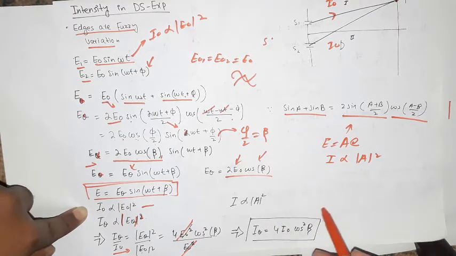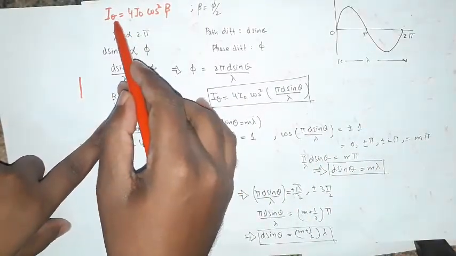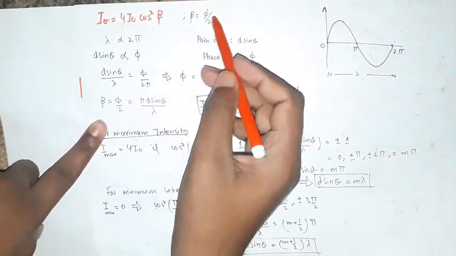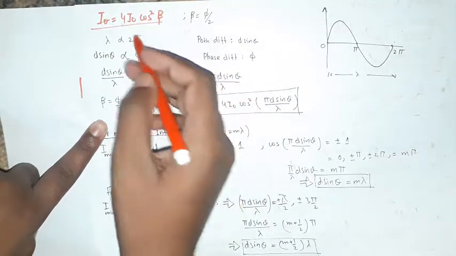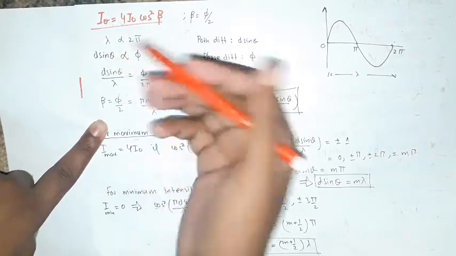And it depends on beta, which is phi by 2. So basically this intensity depends upon the phase difference between these two waves. So this is the expression we have found, that I theta is equal to 4 I naught cos square beta, where beta is equal to phi by 2. But now we want to express this expression in terms of some other parameter.